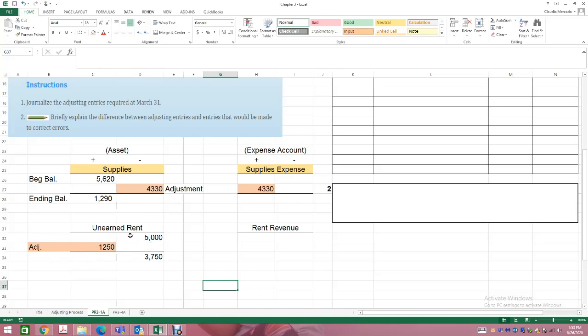So yes, you had a liability of $5,000 to start off with. That's when they gave you that $5,000 check. Now this month, I've earned a portion of it. I've earned 1 month's worth of rent, which is $1,250. That leaves me with $3,750 of unearned rent, which is for the next 3 months. Okay. Now the debit goes to unearned rent. Okay. What are we generating?